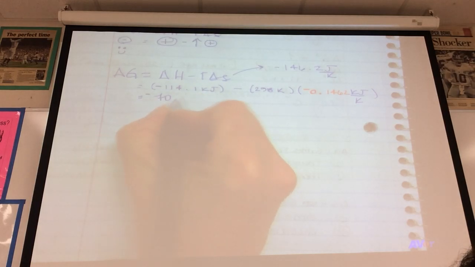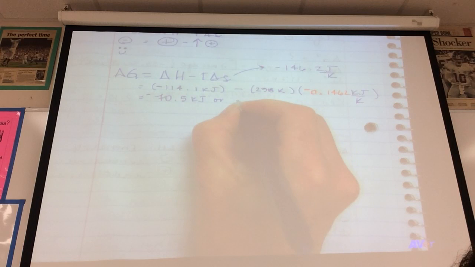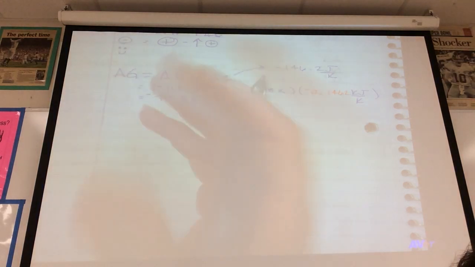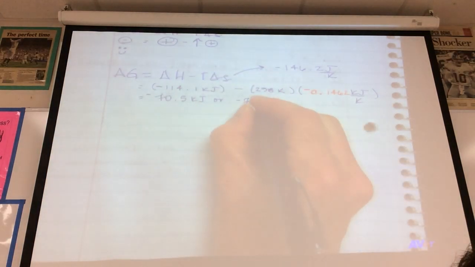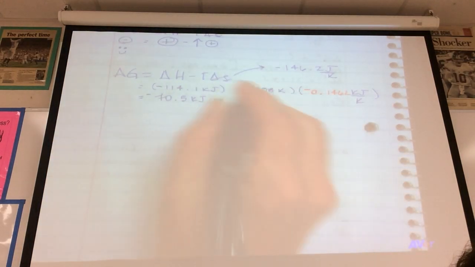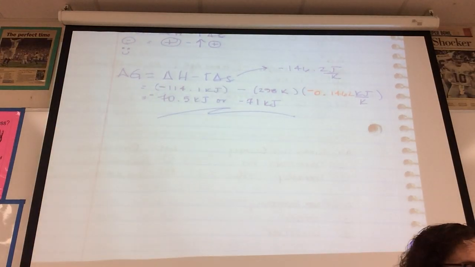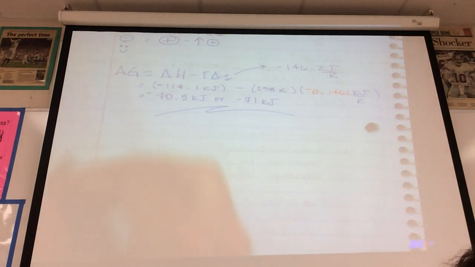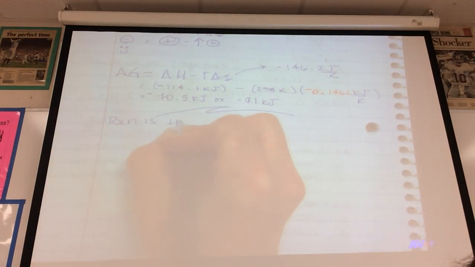Negative 70.5 kilojoules, or we'll do negative 70. Initially it was 0.53 and change, so we'll go negative 71 kilojoules. Either one's fine. Is that thermodynamically favorable? Why? Since delta G is negative. You got it.